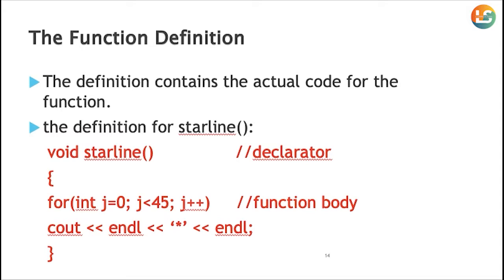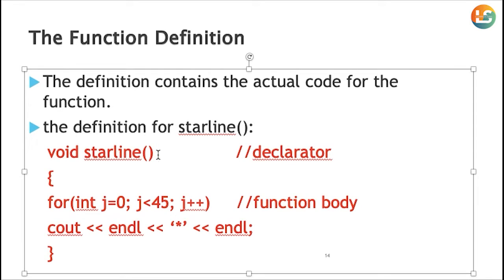The definition contains the actual code of the function. The definition of the star line would be something like this: your first line should be the same as your declarator, as your declaration line, except the difference is that the semicolon will be missing. For your ease, you can also copy the same line, so there is no ambiguity in it. Your line must be the same as the declarator. Afterwards, you are going to use these brackets as you use for the main. How can we write the main function? void main, brackets, then your curly brackets, and within the curly brackets you write all the code.